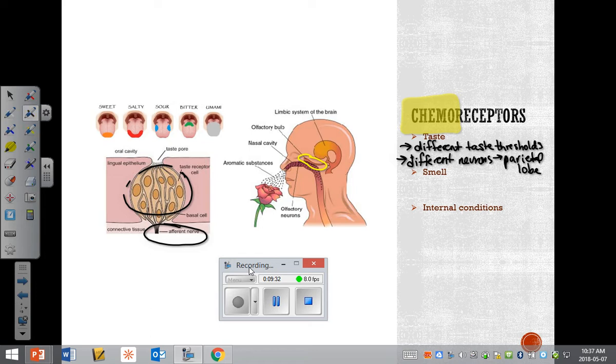So if we're talking about smell, still chemoreceptors, right? So it's still molecules. But this time, the signals are going to your frontal lobe instead of to your parietal lobe. So just like with taste receptors, there are receptors on the olfactory bulb that are attached to neurons, that are attached to nerves, that go to your frontal lobe, and that also go to this place called the limbic system.